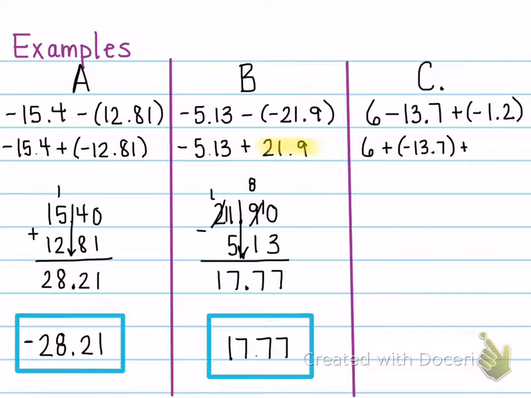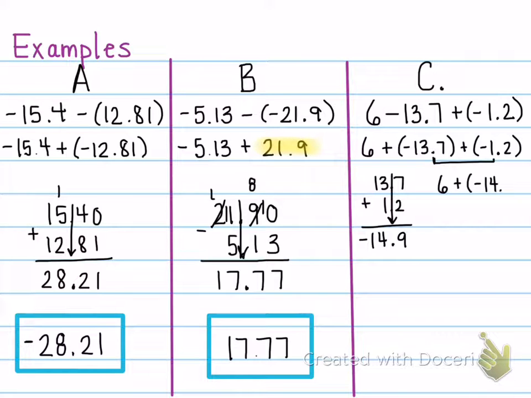Plus, I'm not going to change the next one because it already was an addition problem. You don't change addition problems, you only change subtraction problems. So it stays plus negative 1.2. I look at what I have here, and I know that I want to add my two negatives first because I add and keep the same sign. So I have 13.7 plus 1.2, and that gives me 14 and 9/10. And because I was adding numbers with the same sign, I add and keep the same sign. So my new problem now is 6 plus negative 14 and 9/10.